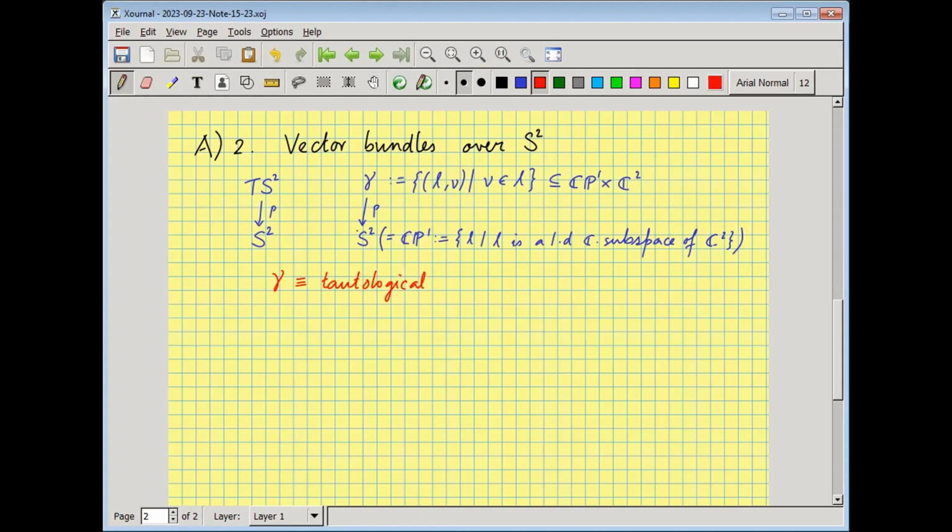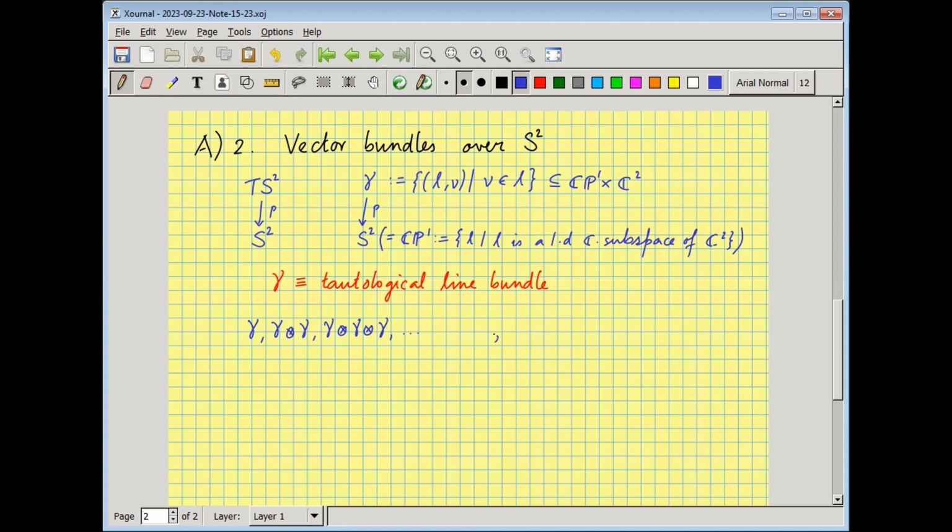It's not anything specific to S2. This will work over any CPN. You can do the same thing. CPN has the same definition. You will have one-dimensional complex subspaces of C to the n plus 1. So this will be CPN cross C to the n plus 1. The same definition. Okay. So, the tautological line bundle. And once you have the tautological line bundle, you can construct many more line bundles out of it. Namely, you could look at gamma, you could look at gamma tensor gamma, gamma tensor gamma tensor gamma, all the way dot dot dot. Here again, the tensors are happening over C because the bundles are complex bundles. Okay, so these are all one-dimensional complex line bundles, or they are of complex rank 1.